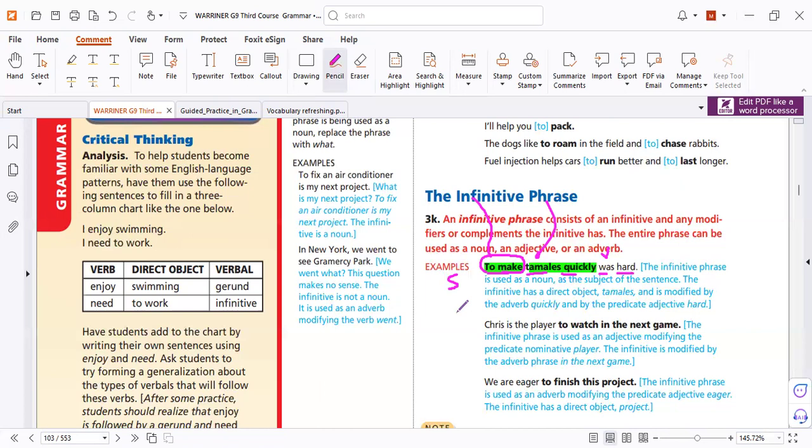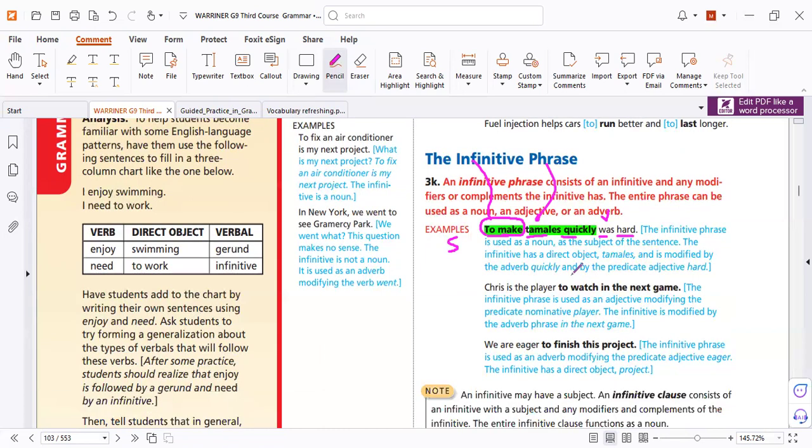So what was hard to make? To make what? Complete: to make tunnels quickly. So that is why. Here infinitive and then phrase. So all of it is an infinitive phrase. Infinitive, then phrase, infinitive phrase. That's why. Okay.